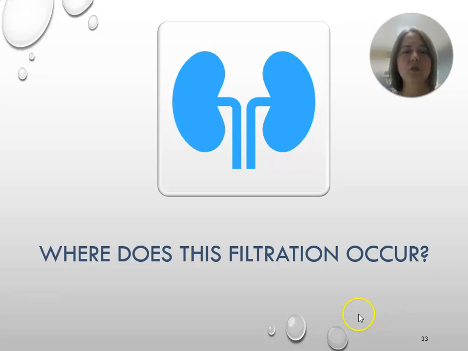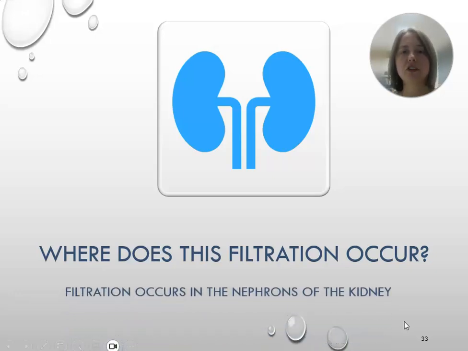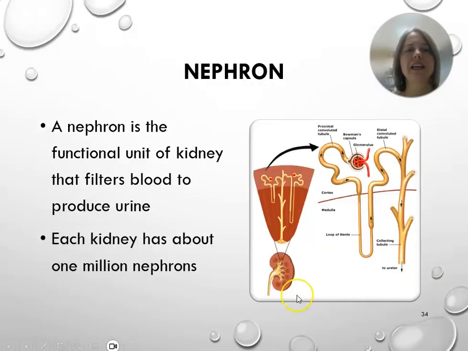So you're probably wondering, that sounds great, all this filtration, but where does it really happen? The filtration occurs in the nephrons of the kidney. What is a nephron? Well, a nephron is a very small structure in a kidney. It's so small that each kidney has about 1 million nephrons, and it is the functional unit. So it works together to complete its function. It's the functional unit of a kidney that filters blood to produce urine. And each kidney has about 1 million nephrons.